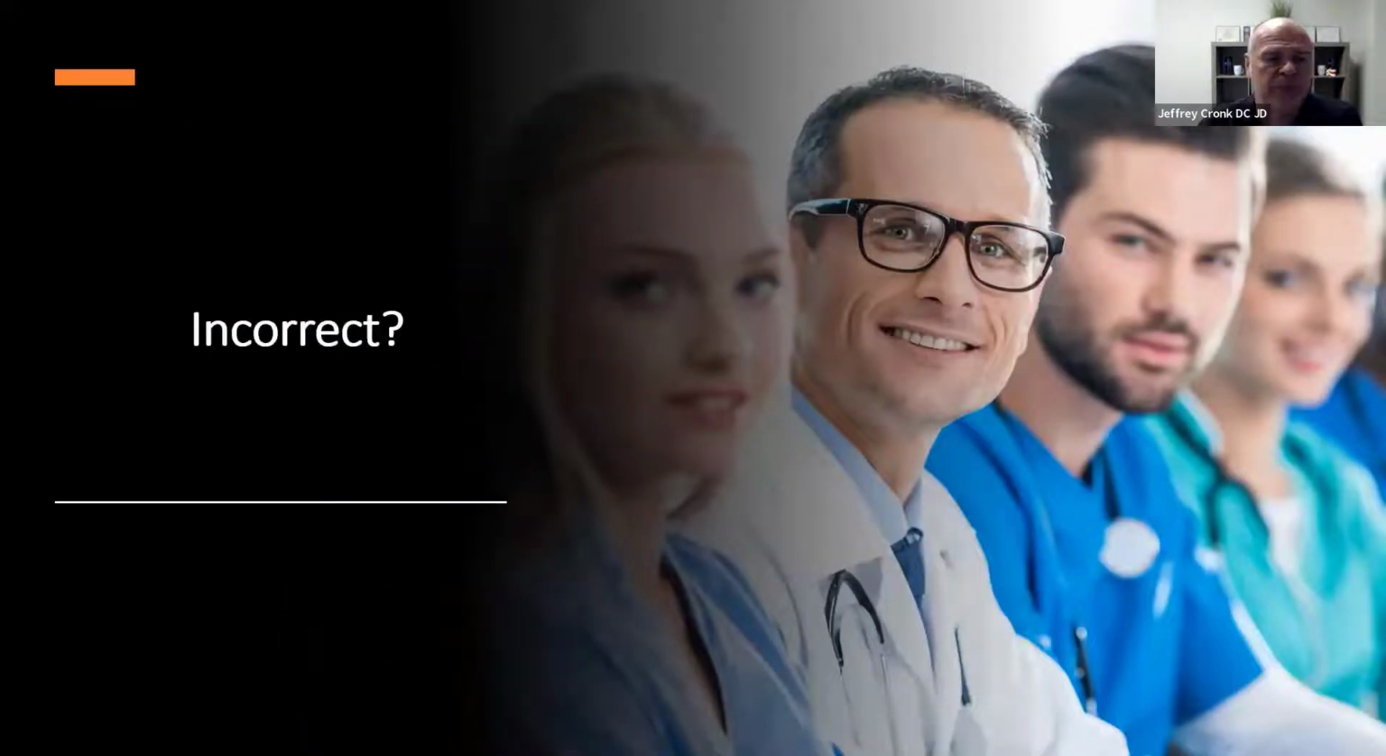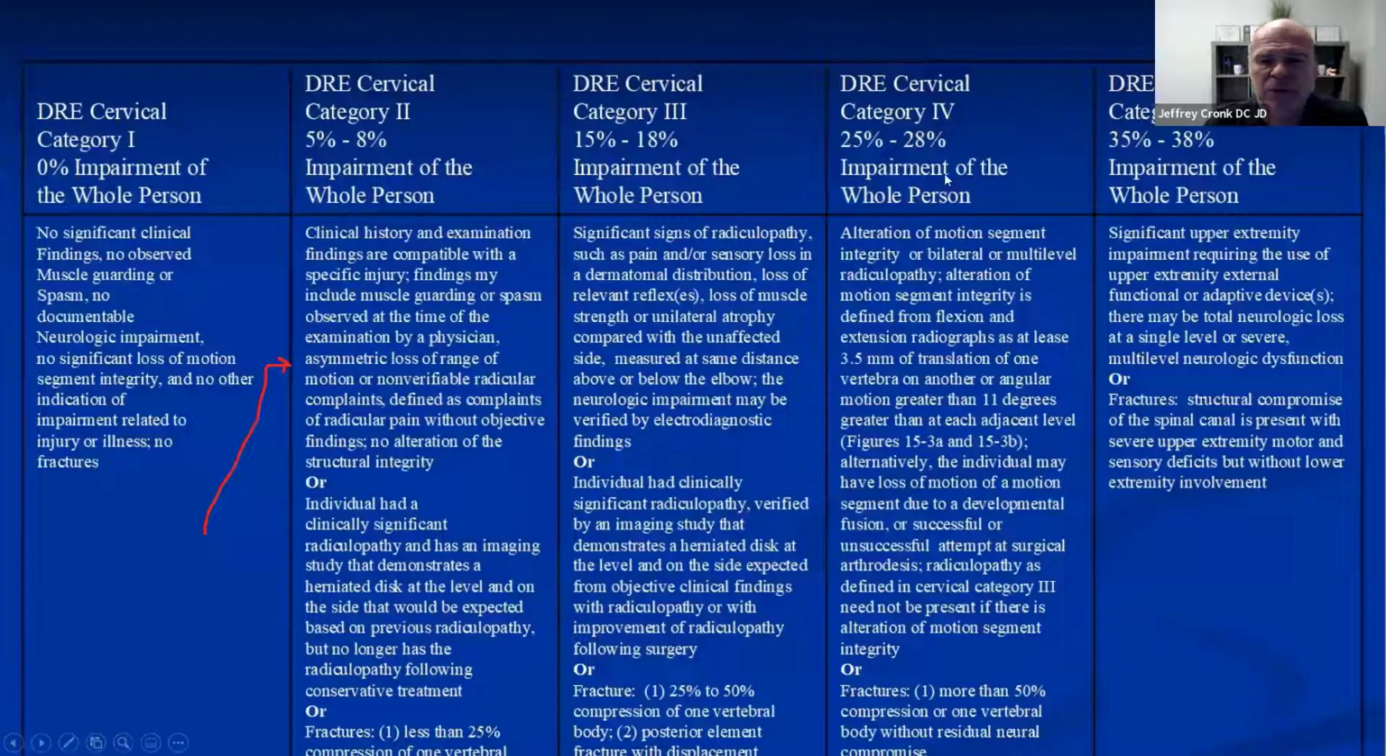So now, if I don't have ratable levels, so let's say I have 3.2 millimeters of translation at C2 and C3, is that ratable under this category? No, it's not. Most ligament injuries are not dead on center. They're more to one side or the other, so they will cause asymmetrical range of motion. So if I have ligament damage that causes asymmetrical range of motion, this is the category.